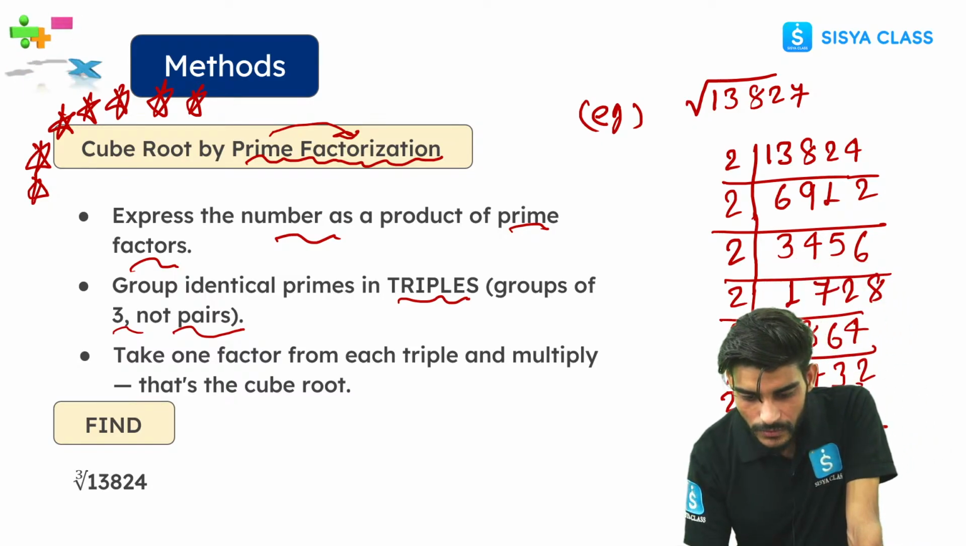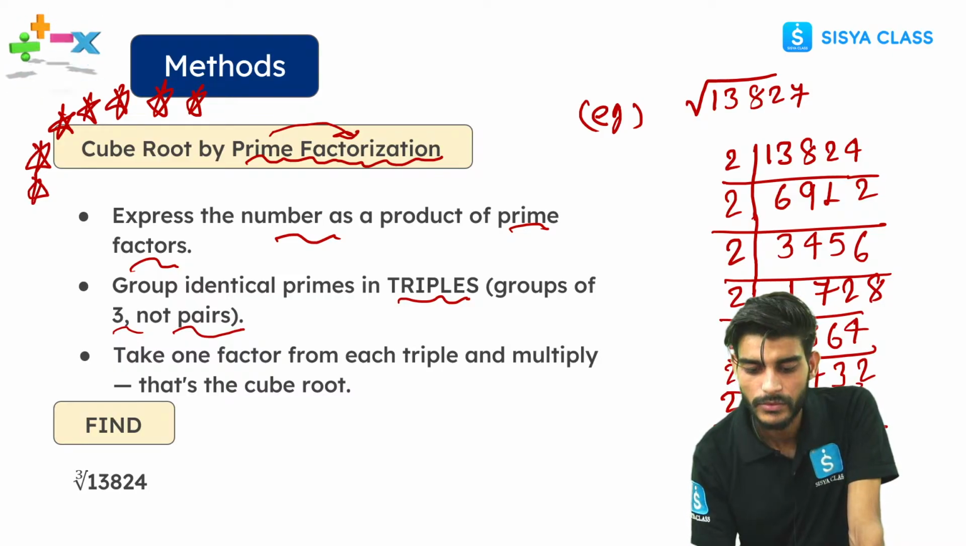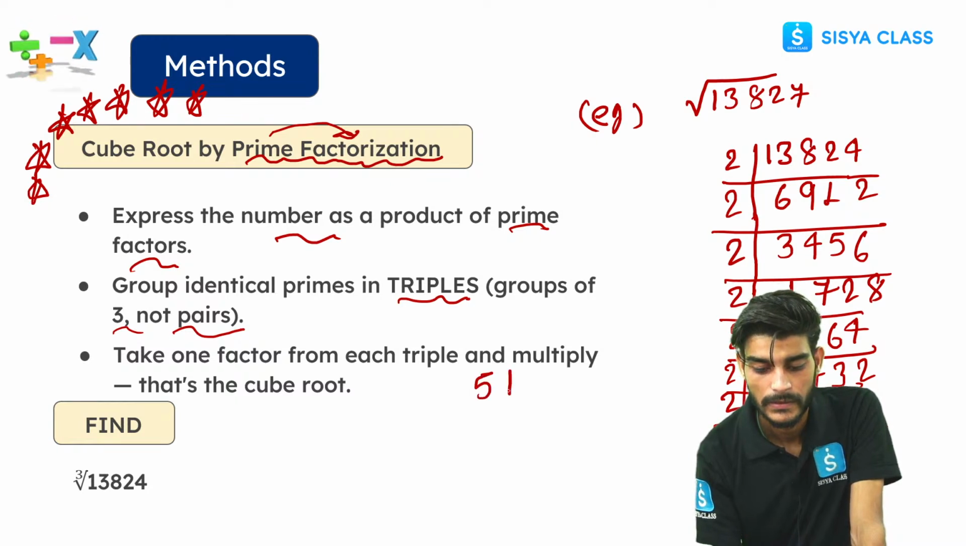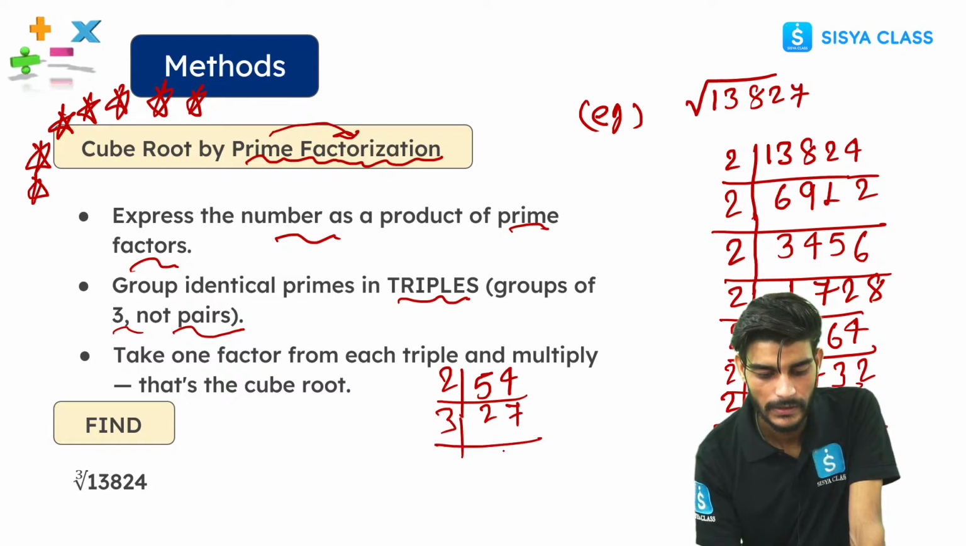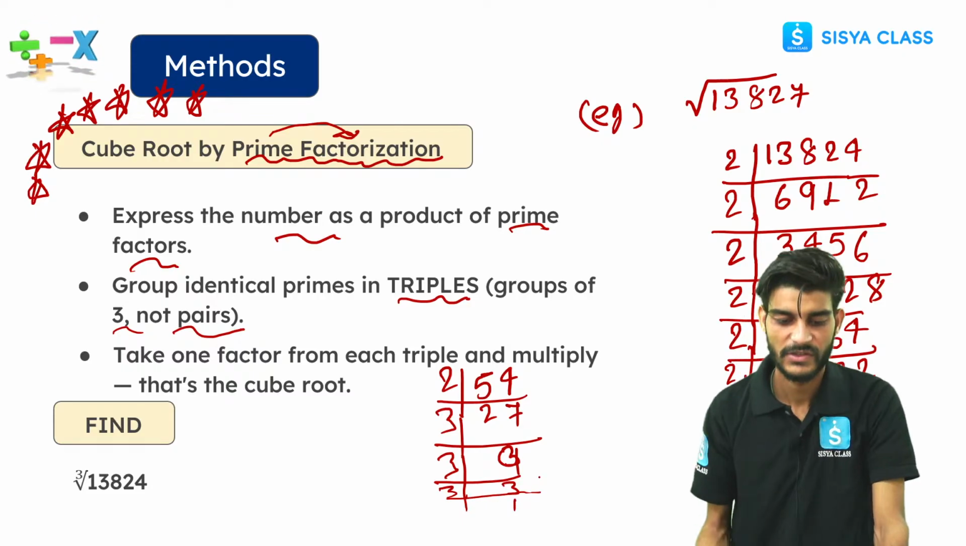2 into 2, 108. 2 into 5 into 10, 54, right? So 54 once again with 2, 27. 3 3 is 9, 9 into 3 is 27, once again with 3, so 3 ones are 3. So this is clear to you.